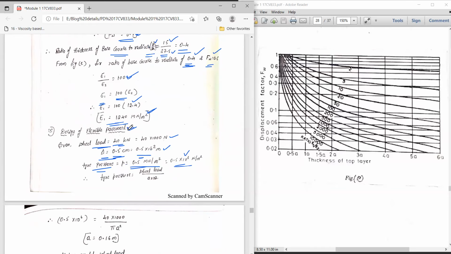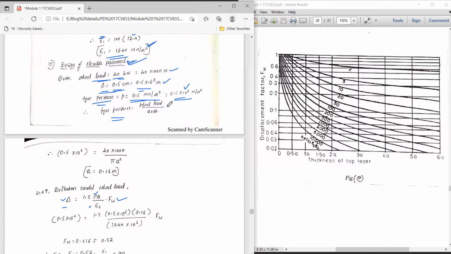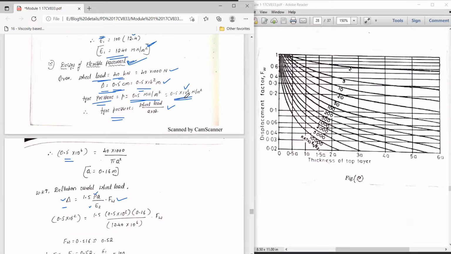But in the third step, you are doing the design of flexible pavement. There you should not consider that A value. Instead, how you need to calculate? You know that general formula, tire pressure is equal to load divided by area. Pressure is equal to load divided by area. The same I am using here. In this problem, he has given the pressure value. So pressure is equal to load value is also available, 40 into 1000 Newton, divided by area of the circular section, which is given by pi into A square, where A stands for radius. Now here all the data is available. Only A is the unknown. So calculate for A. A is equal to 0.16 meter.